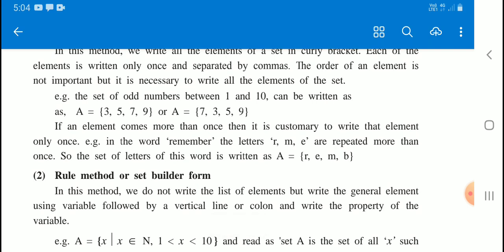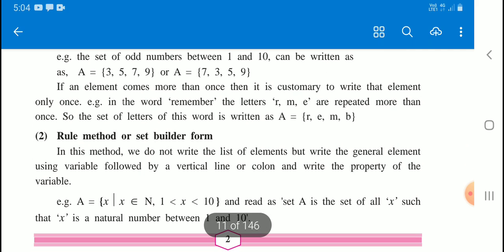If an element comes more than once, then we write it only once. Here is one example. In the word remember, the letters R, M and E are repeated more than once. So the set of letters of this word is written as A is equal to, in curly brackets, R, E, M, B. Curly bracket completed.